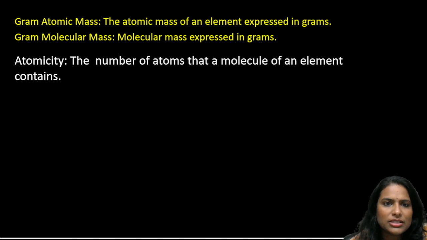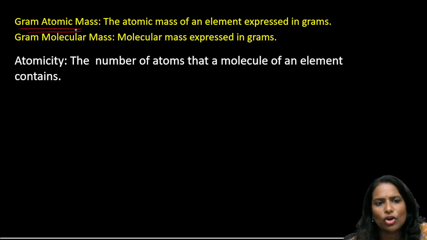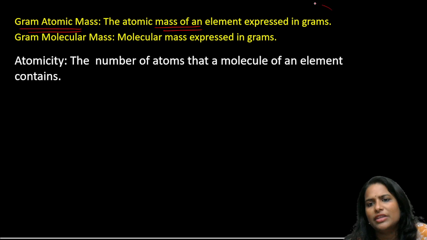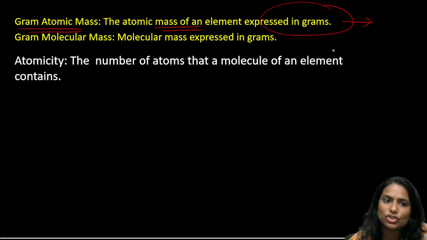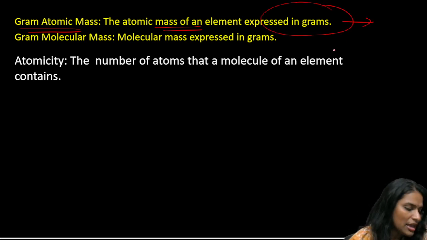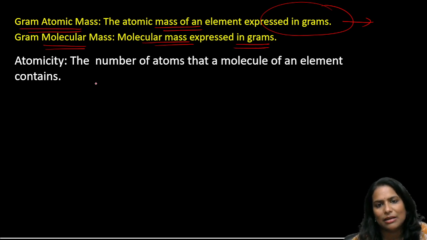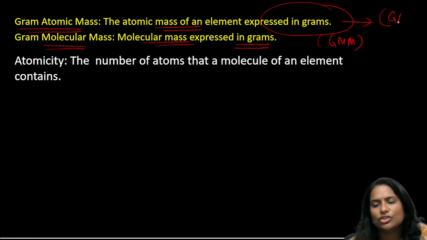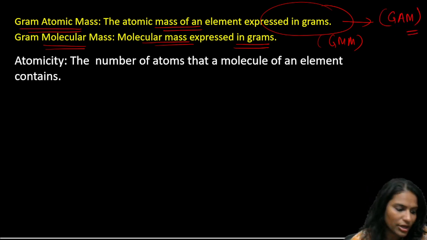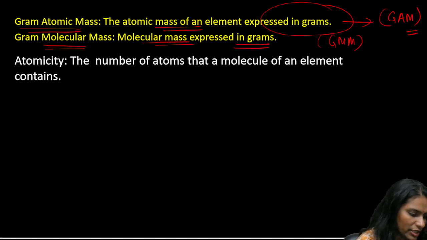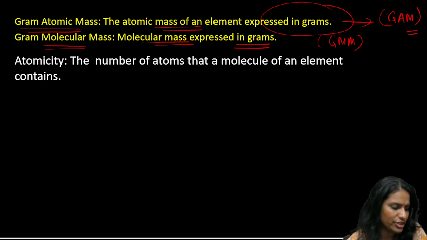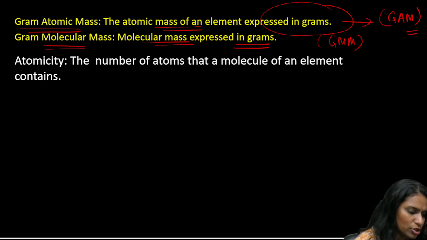Yeah, so here you can see gram atomic mass. What is this? The atomic mass of the element expressed in grams, that is your gram atomic mass. Fine. And gram molecular mass is whenever the molecular mass is expressed in grams, that is referred to as GMM, gram molecular mass, and this is your gram atomic mass. These two things are very important to note to further solve the questions, that is, what is gram atomic mass and what is gram molecular mass.